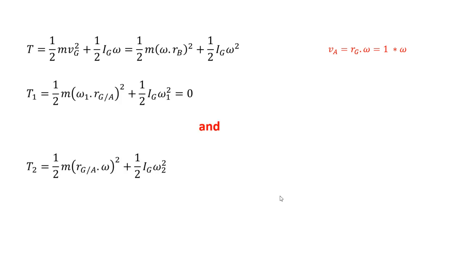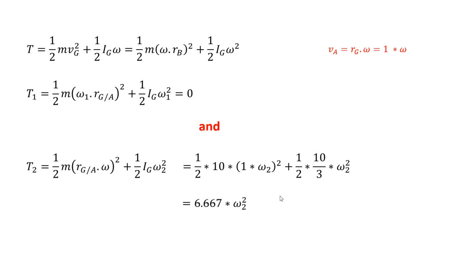We're going to find the T1, which is going to be equal to 0 because the omega 1 is equal to 0. And in the case of the T2, we're going to use the rG equal to 1, and the omega is omega 2. And we are going to substitute everything in this equation, and we'll find that the T2 is equal to 6.667 omega 2 square.